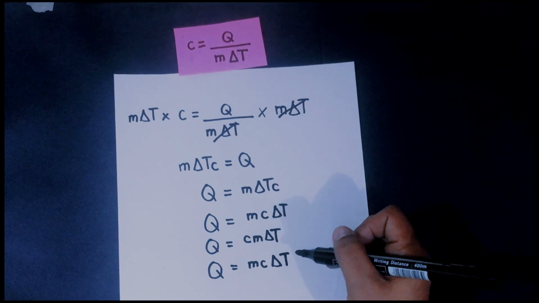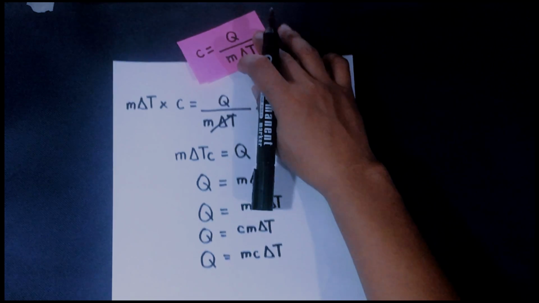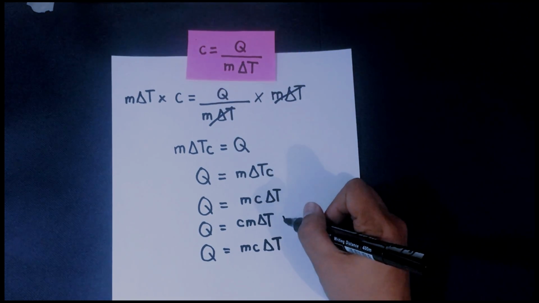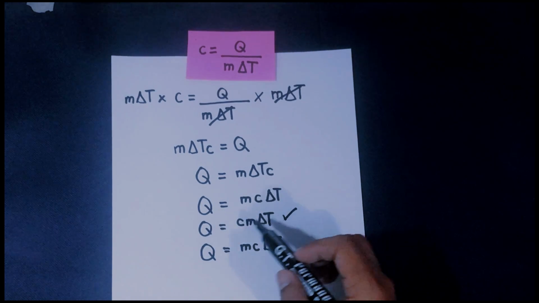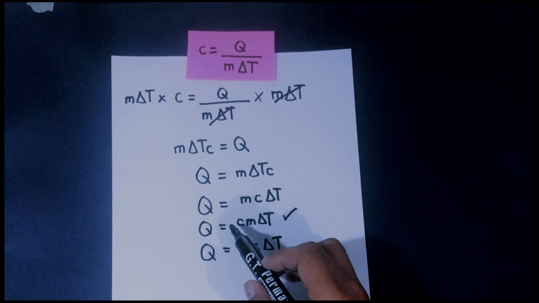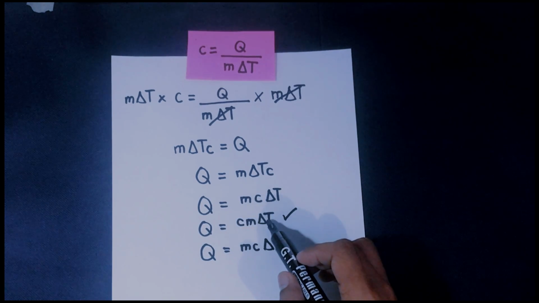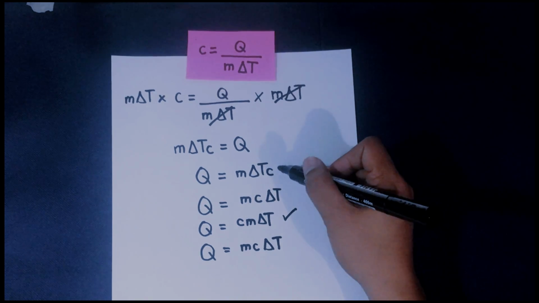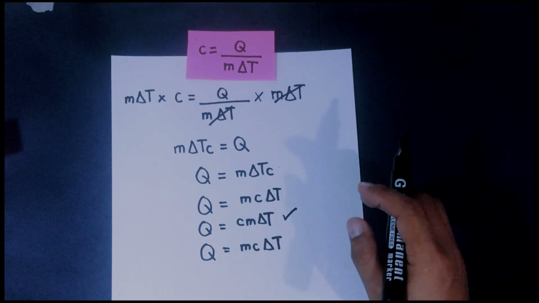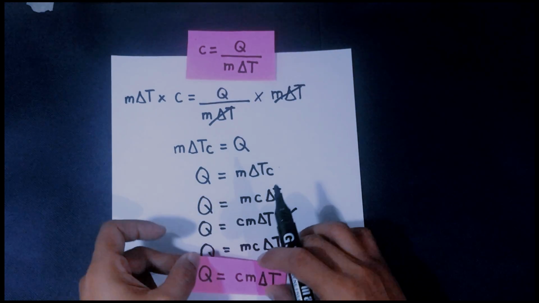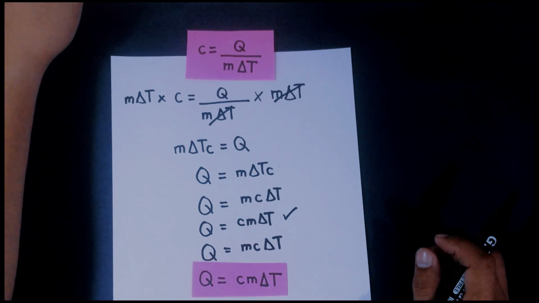Okay, but the most common formula that other references use is this one, which is Q is equal to C M delta T, or the amount of heat is equal to the specific heat times the mass times the change in temperature. Again, bear in mind, these four are all the same. Okay, so we will use this one as our equation.